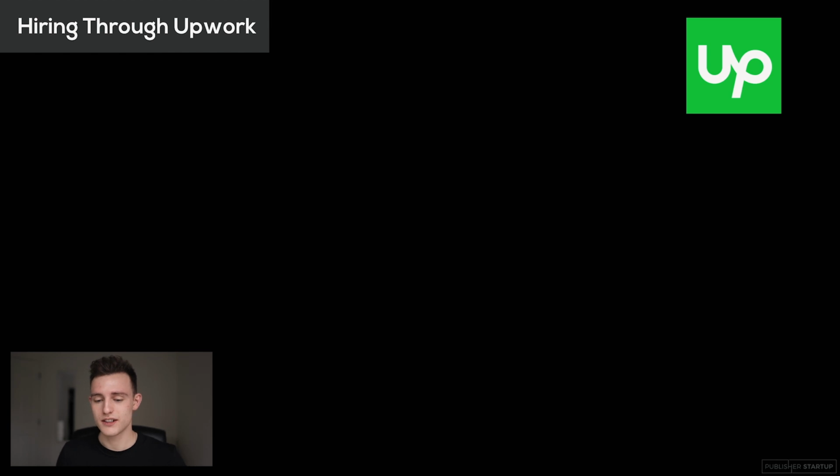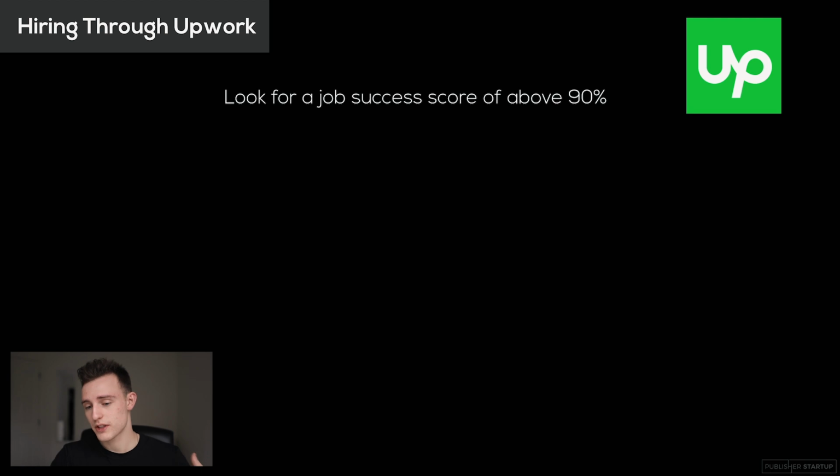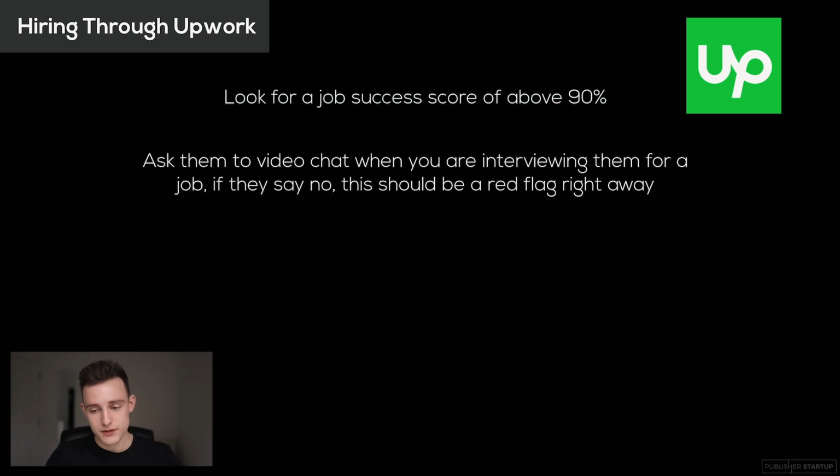When it comes to hiring, here are some of the main things that I look for in my writers, okay? Usually I'll look for a job success score on Upwork of above 90%. I'll also ask them to video chat when I'm interviewing them, so I know that they have fluent English. So they're not just saying that they're fluent in English. I want to video chat with them and actually hear their English, talk with them, and make sure they're actually who they say they are on their Upwork profile.